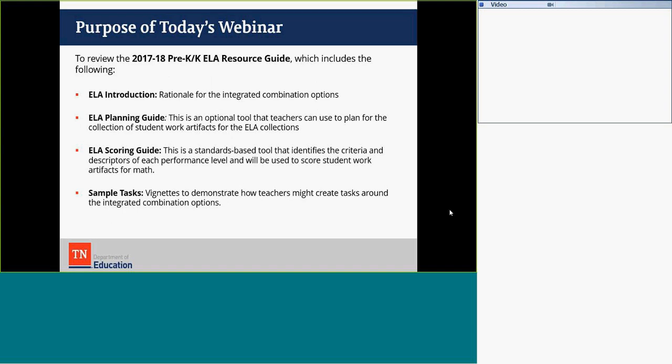We're also going to talk briefly about the sample tasks that are provided, what the purpose of the sample tasks really is, and why we are providing them. We'll discuss how it's just a suggested task, with a scaffold or support for teachers if needed, but teachers are most certainly encouraged to create their own tasks as well around the standards combination.